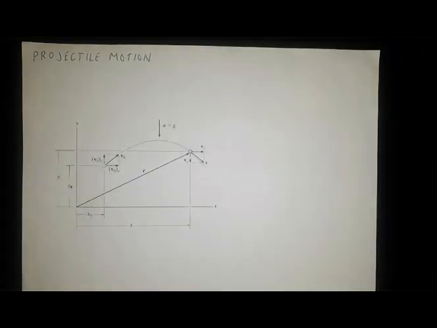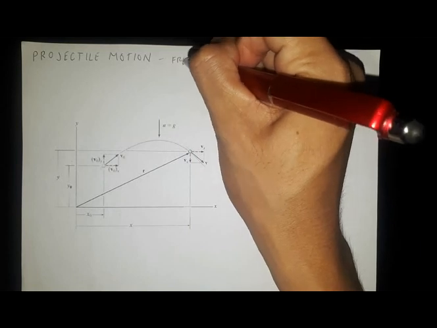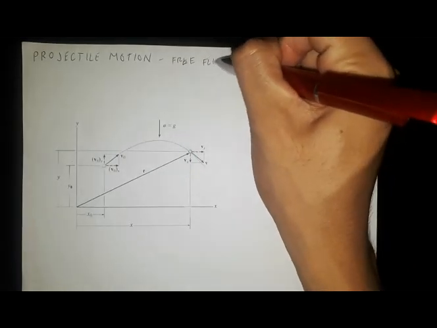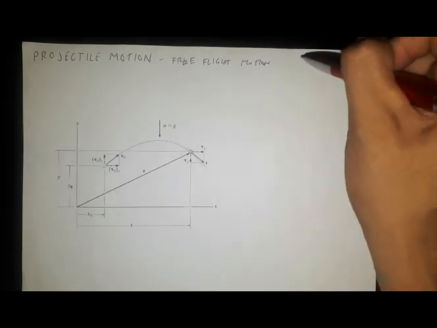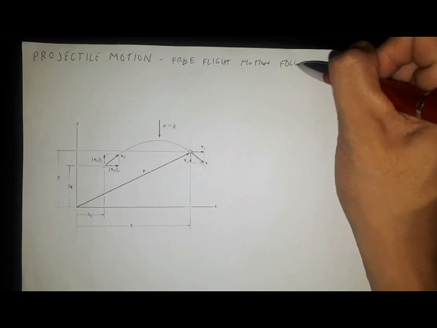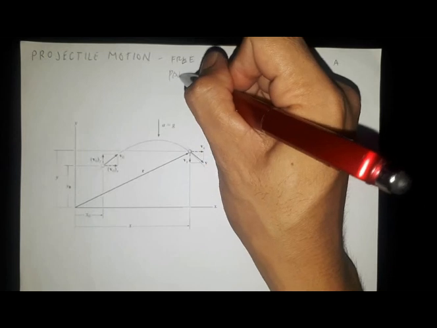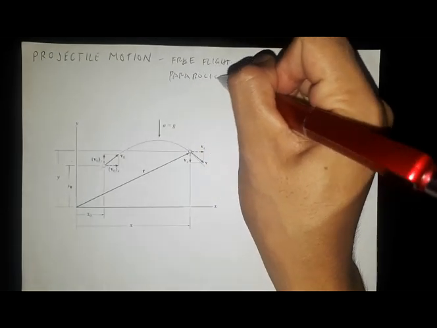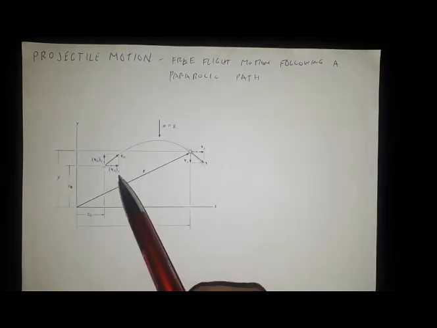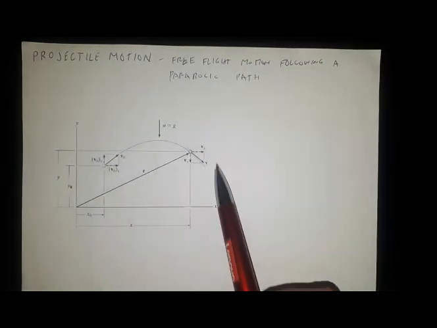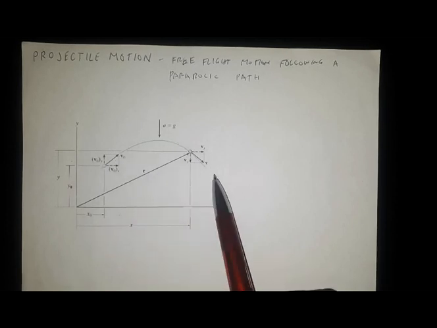A projectile motion is a free flight motion following a parabolic path. So this is a kind of a curvilinear acceleration following a path that is parabolic in shape.